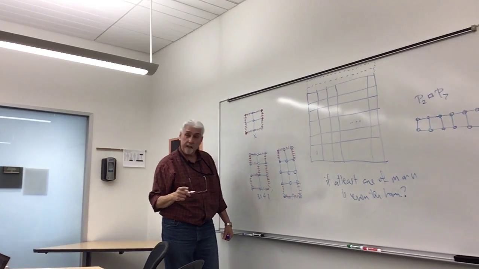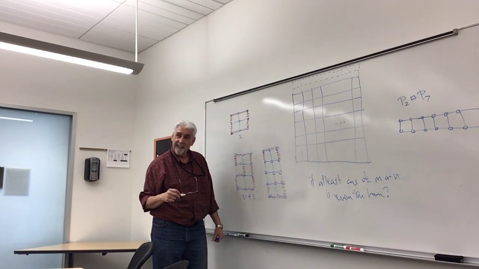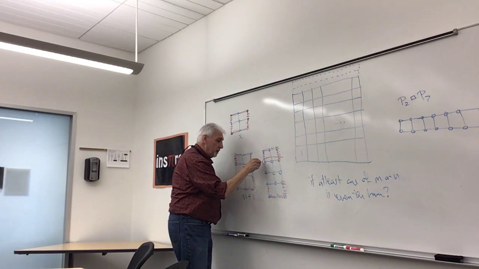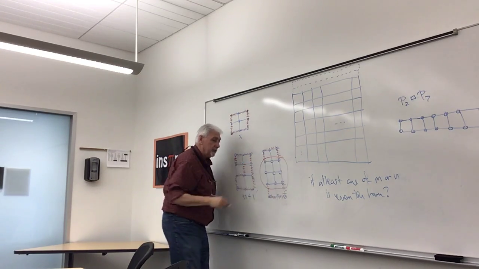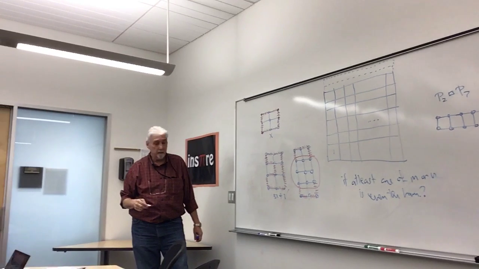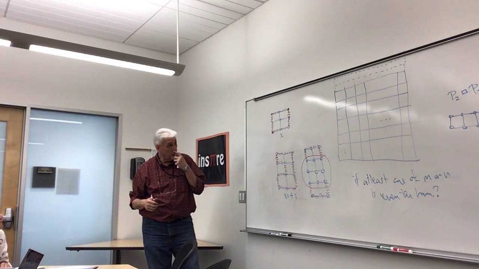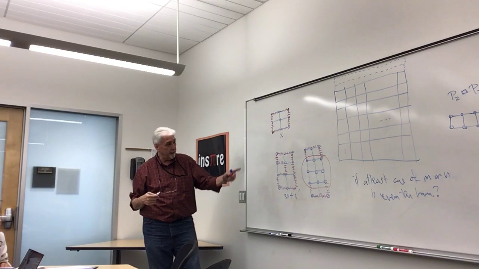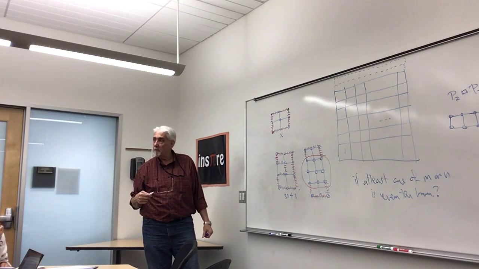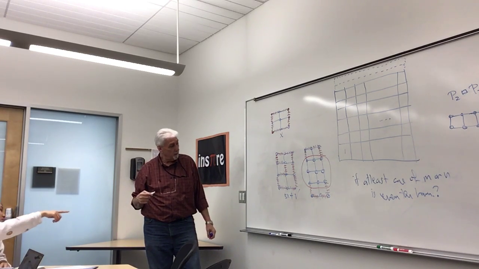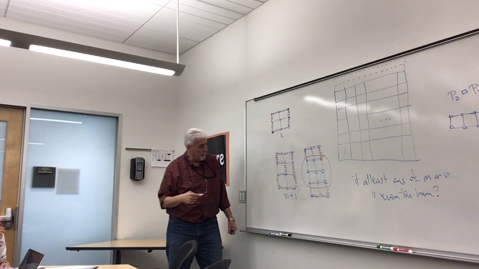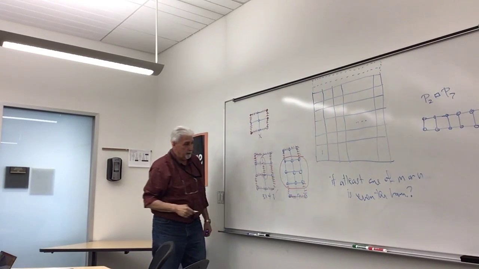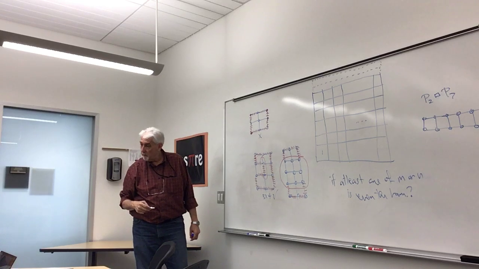Is that enough? I think so. Okay, so this is P3 cross P3, the product of two P3s, and that's not Hamiltonian. Is that enough to show that the whole thing is not Hamiltonian? No. Because we would do the same thing and then this would be left?